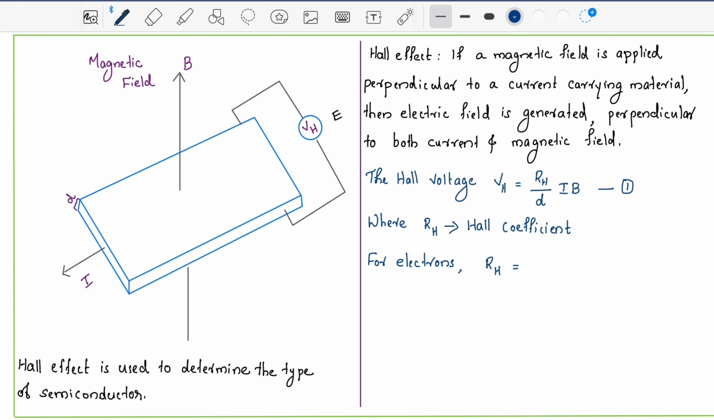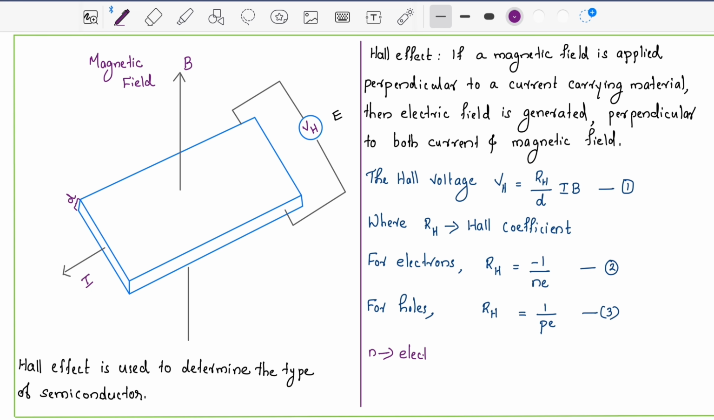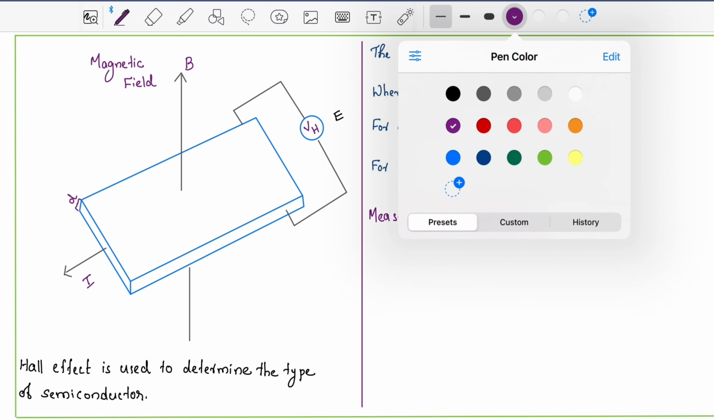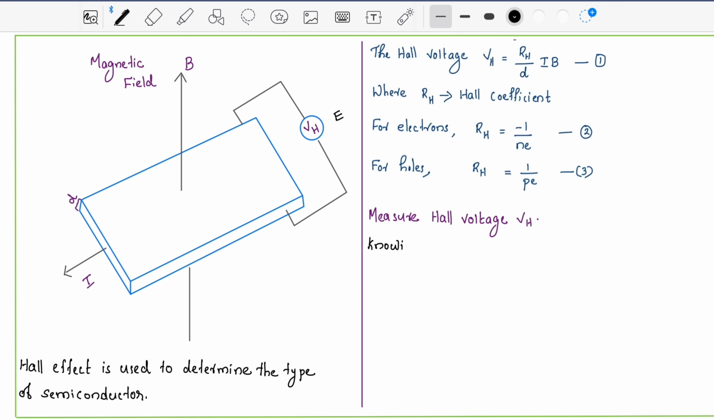Now for electrons, this Hall coefficient is minus 1 by Ne, and for holes, the value of the Hall coefficient is 1 by Pe, where N and P are the concentration of electrons and holes respectively. The Hall effect is used to determine the type of semiconductor we have. How is it possible? Just measure the Hall voltage VH using a voltmeter.